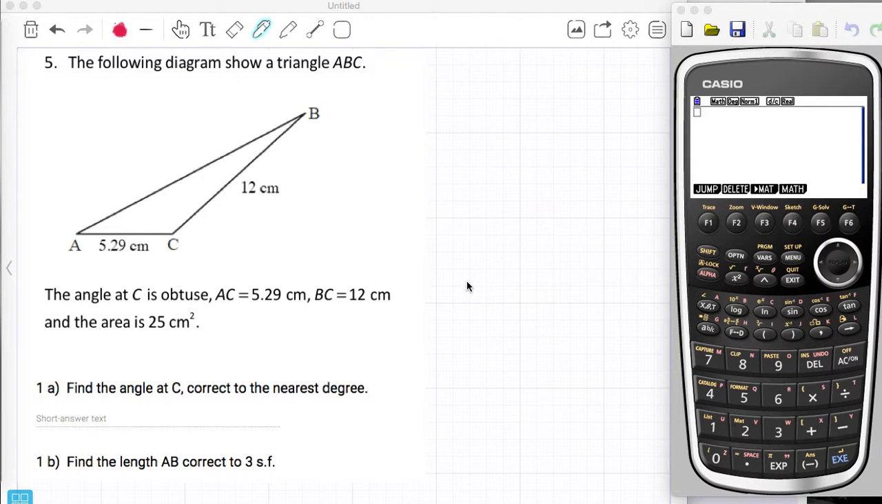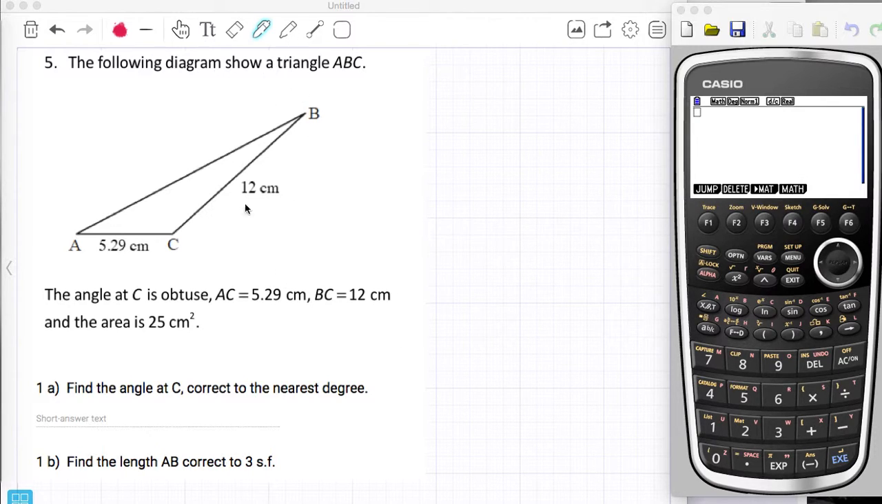Okay, here's another daily revision question for standard level, and I've got a triangle ABC. I've got some measurements on the triangle here, and I've got the area of the triangle, and I've got to find the angle here at C, which is obtuse, and then the length of AB. So if you want to pause it, have a go, by all means, and I'm going to do the solution now.